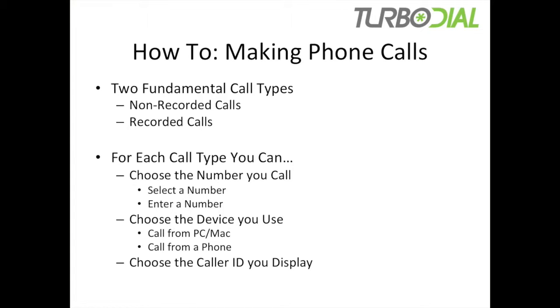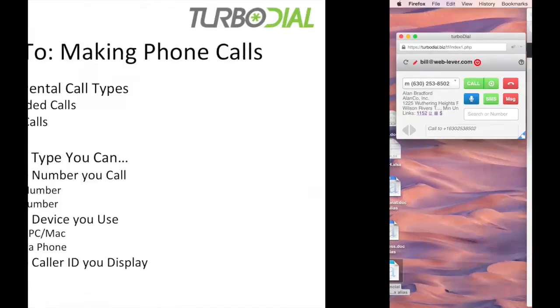You can choose the number you want to call, of course, from the selector associated with the contact, or you can enter a number. You can choose the device you want to make your call from, such as your PC or Macintosh using a headset, or you can call from a phone. And lastly, you can choose the caller ID number that you want to display to the people that you're calling. So let's do a demonstration.